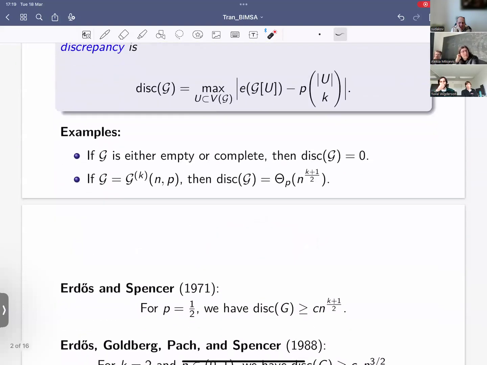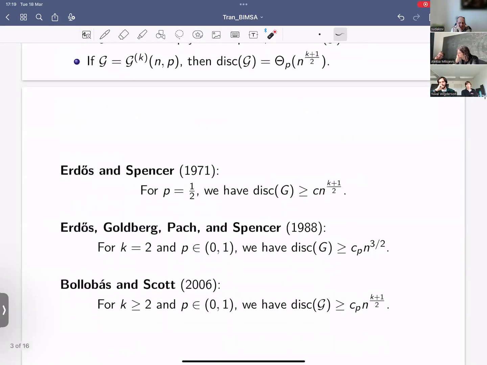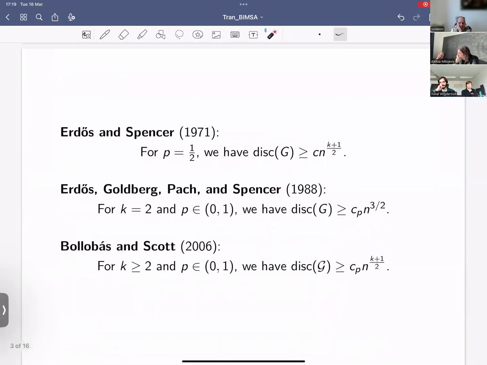And in 1971, Erdős and Spencer proved that any n-vertex graph G with density exactly half must have discrepancy at least n to the 3/2 in the graph case, and in the k-uniform hypergraph case, at least n to the (k+1)/2. As I mentioned before, this bound is best possible by considering the random graph.